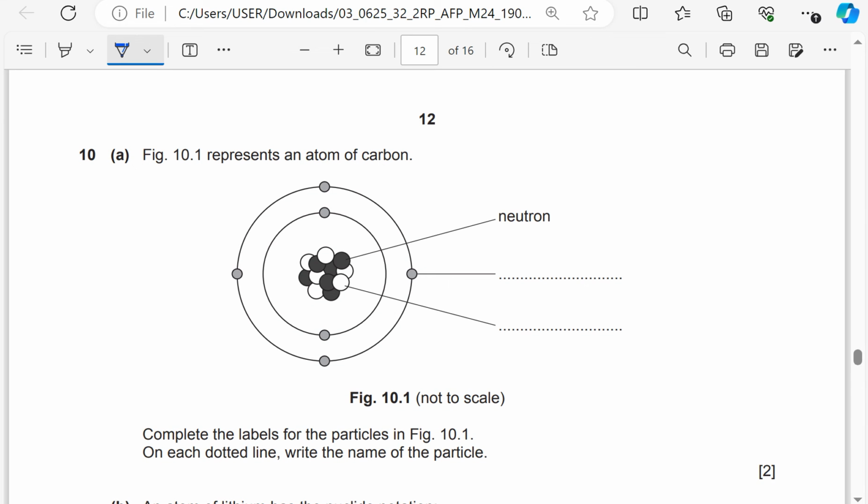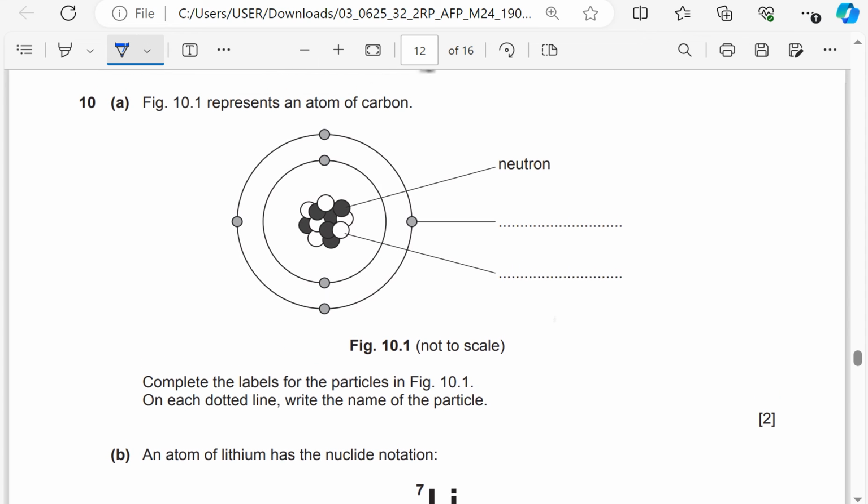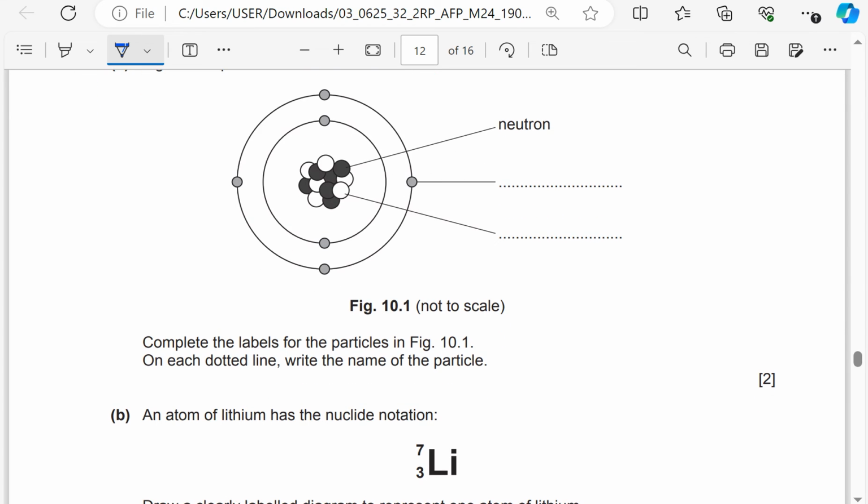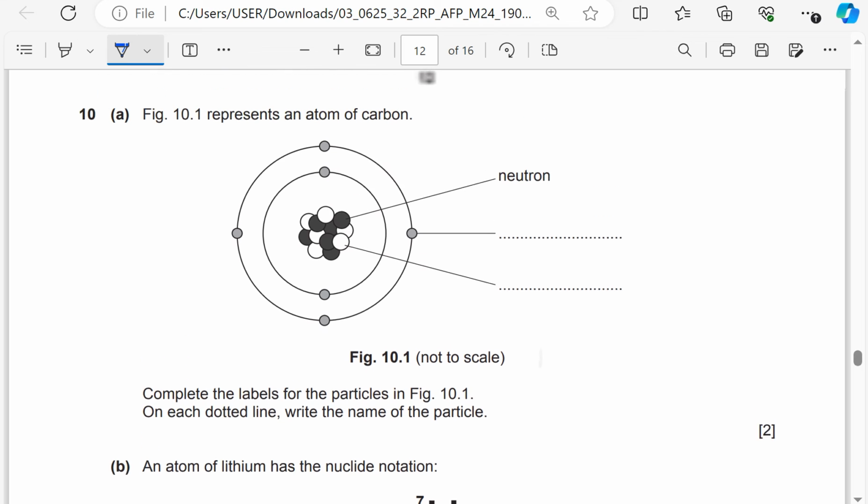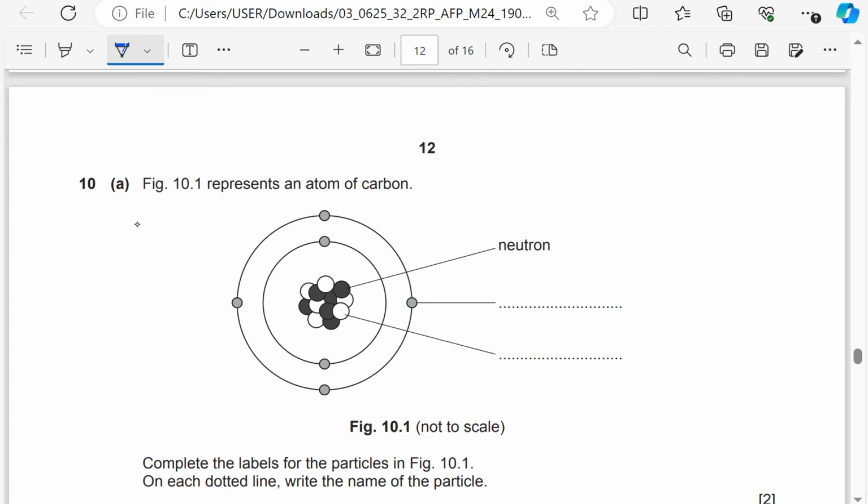This is, I think, nuclear physics. The figure represents an atom of carbon. Complete the labels of the particles in figure 10.1. On each dotted line, write the name of the particle. So inside the nucleus, they have already mentioned the neutron. The only particle which is missing is the proton. So the other one is the proton. Then, of course, around the nucleus, we have the electrons.